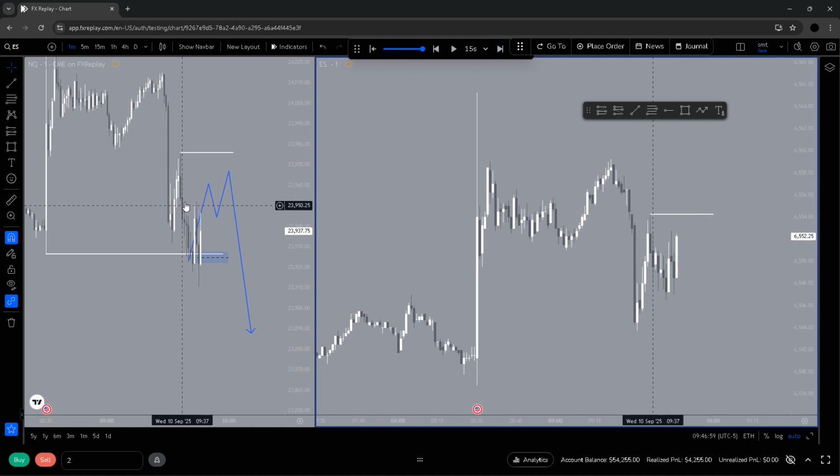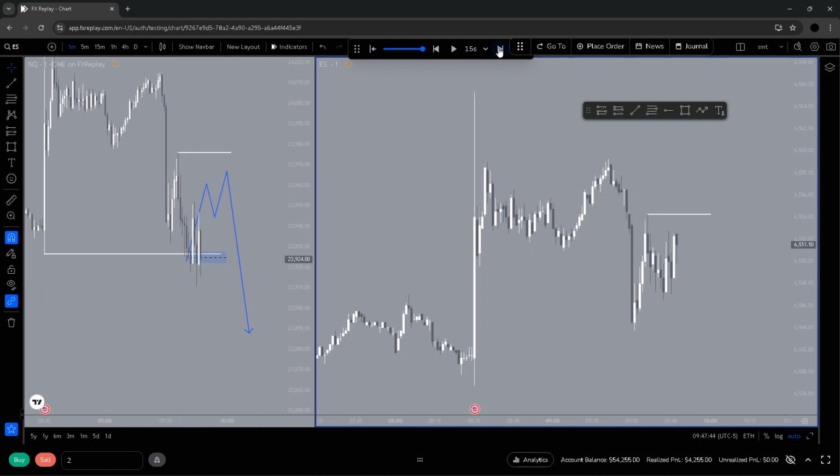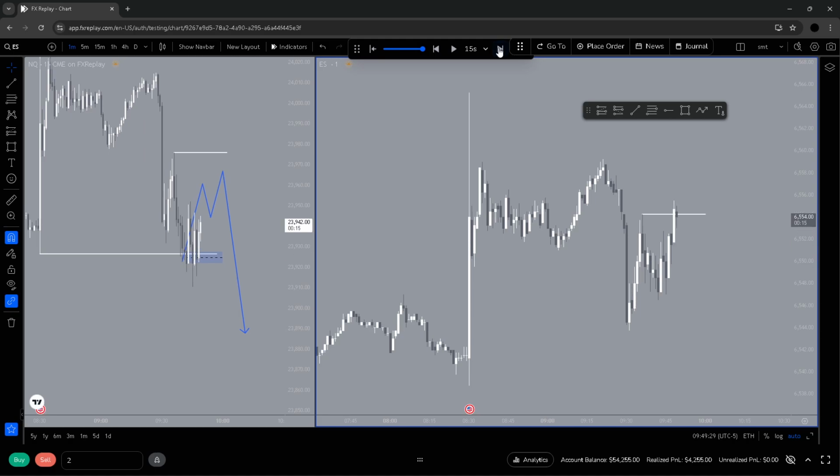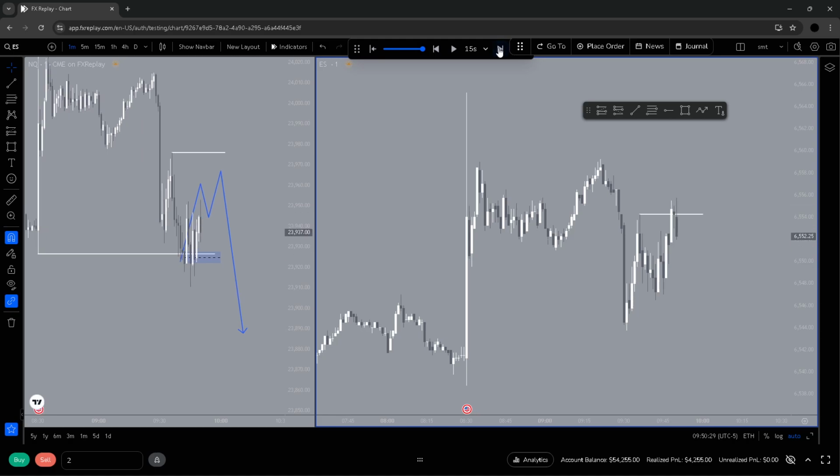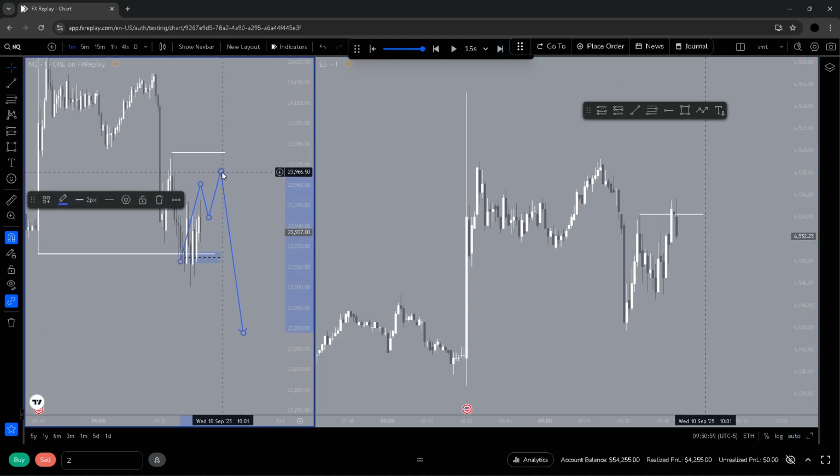A high gets set in right here. Do we manipulate that high? We take it on ES, so that's SMT. Right there, to be honest, that's lovely. I'd take shorts right there.